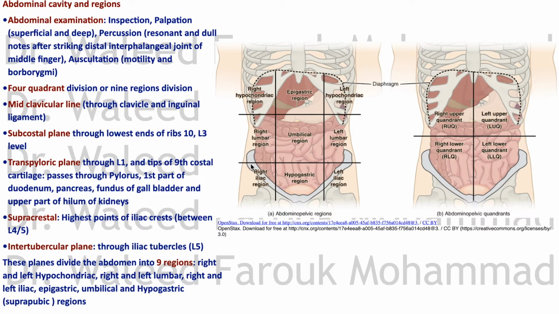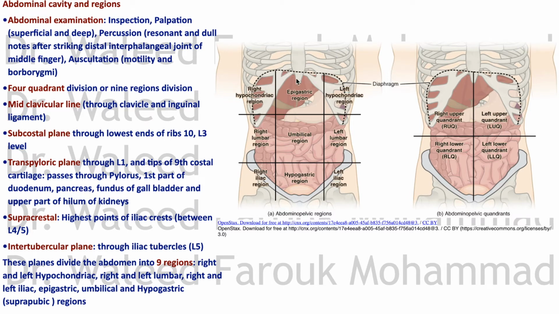And the other one is the intertubercular plane, between the iliac tubercles on each hip bone. See this line, the intertubercular plane, through the iliac tubercles at the level of L5. Now, if you consider these two horizontal planes and these two vertical planes, you will end up with the 9-region map of the abdomen.